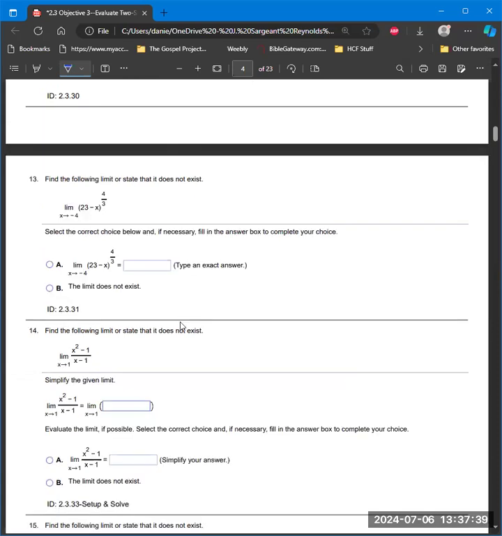This is going to be 19. No, this is going to be 27 to the 4/3. Cube root of 27 is 3. 3 to the 4th is 81.